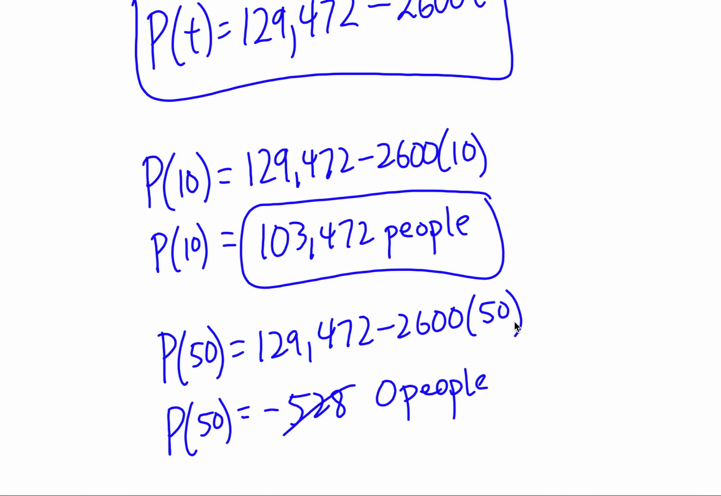And if I put 50 years in there, I get negative 528 people. Well, you can't have a negative number of people. It's just not possible. So somewhere close to the 50th year, we had everybody leave this town. So we really could say, if you get a negative answer here, there really are 0 people living there. So therefore, the town has actually become a ghost town.